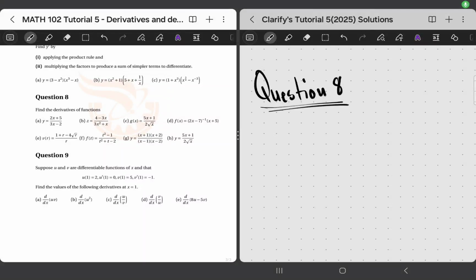Okay, so now we are faced with question 8, and there's still a walk in the park. It says y is equal to 2x plus 5 all over 3x minus 2. We're supposed to find the derivative. We can do it in no time.